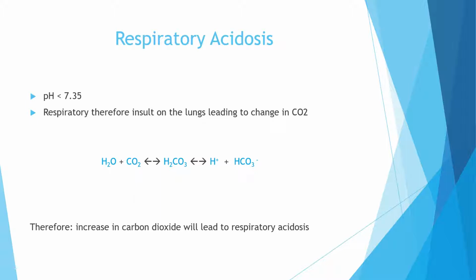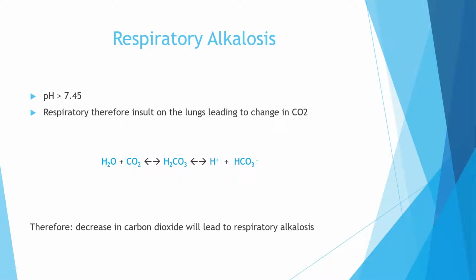For respiratory acidosis, pH is also less than 7.35, and because it's respiratory, it's due to a change in the carbon dioxide. If your carbon dioxide goes up, your equation is pushed to the right, therefore your H plus also goes up. Therefore, an increase in your carbon dioxide will lead to a respiratory acidosis. And conversely, for a respiratory alkalosis, the carbon dioxide goes down, the equation gets pushed to the left, and therefore your H plus also goes down. So a decrease in the carbon dioxide will lead to respiratory alkalosis.